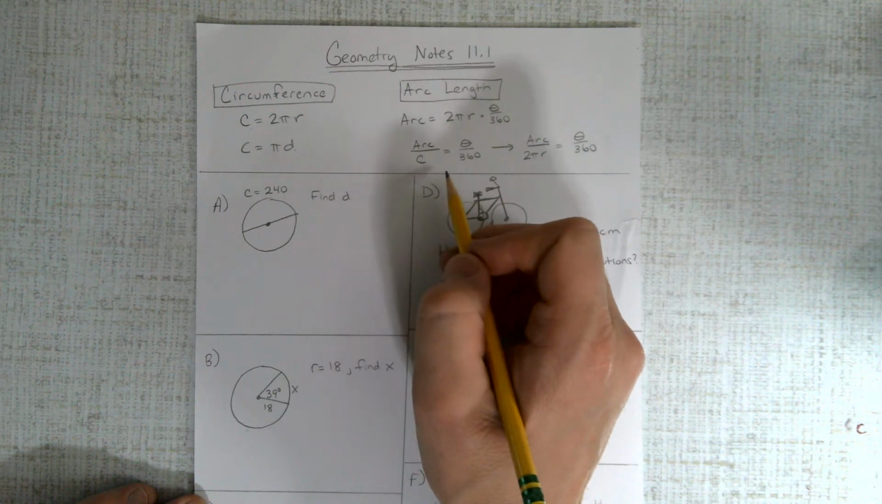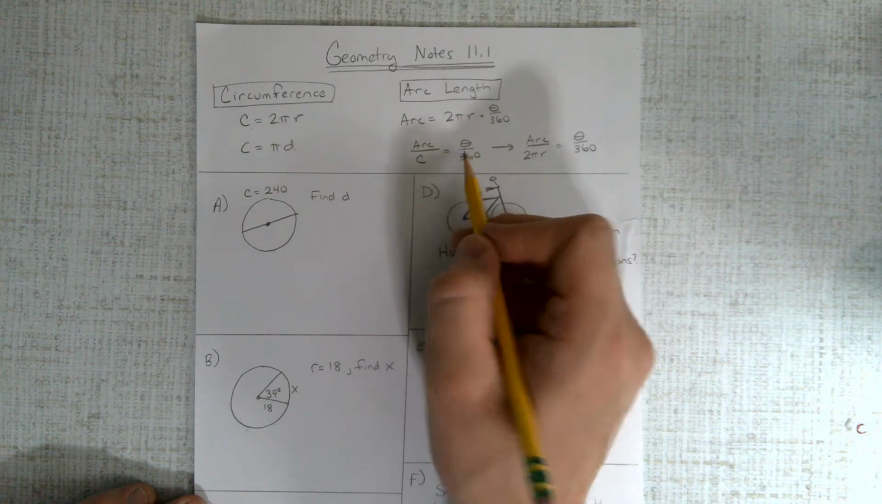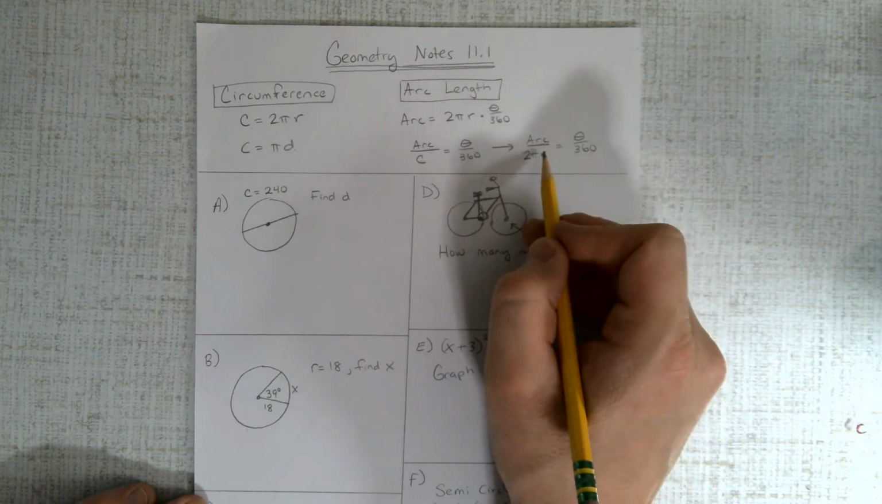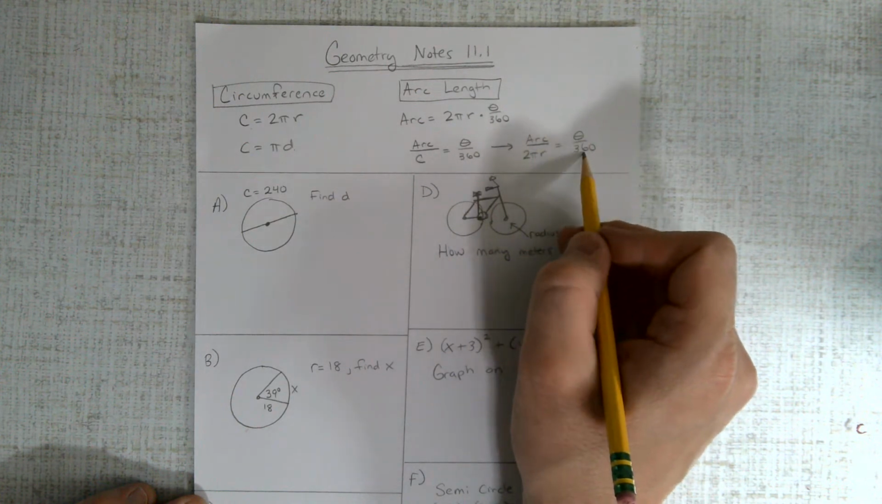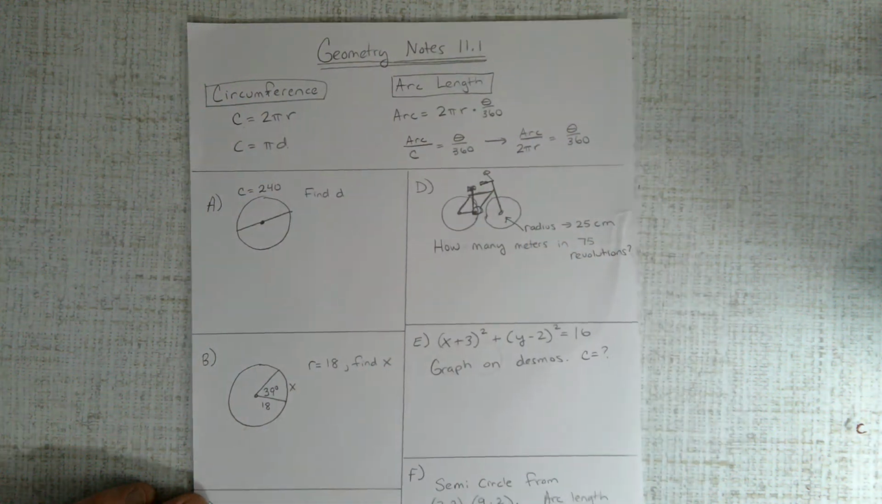It's a proportion. Arc is part of the circumference, theta is part of 360. This is going to help us solve some problems on arc length later on here.